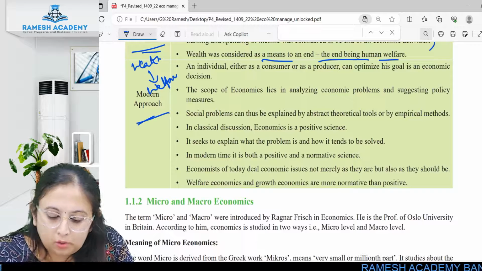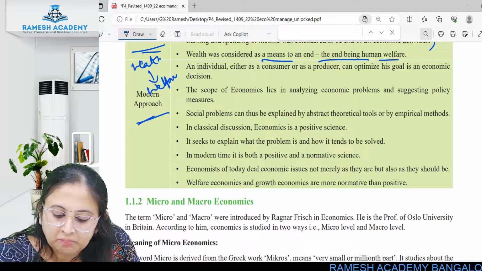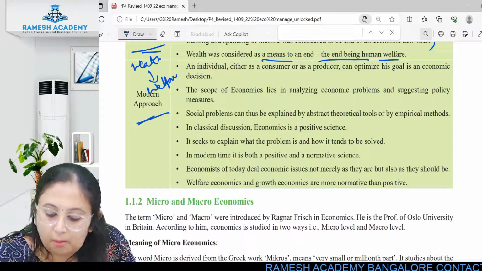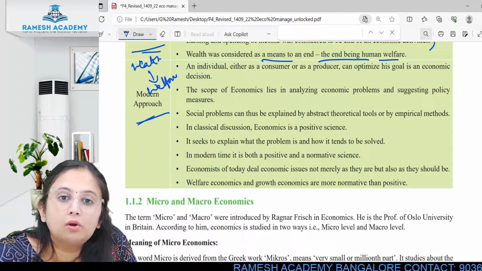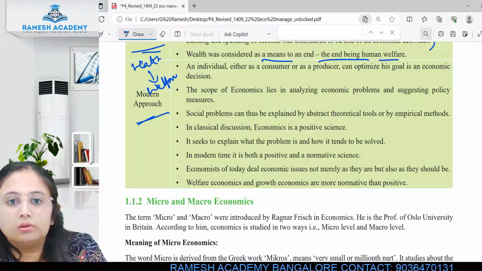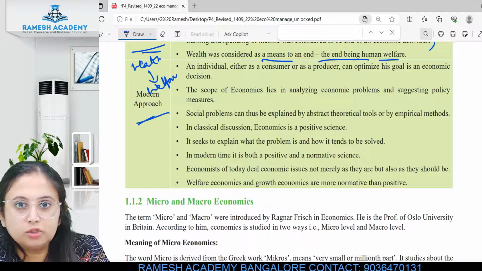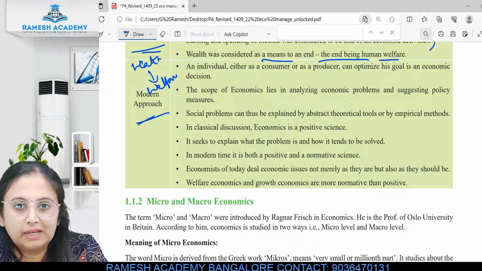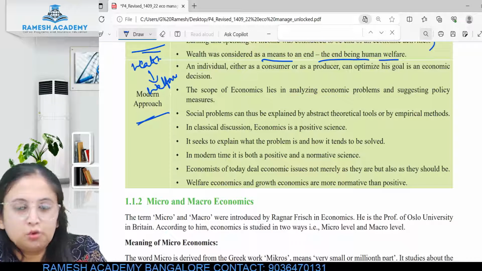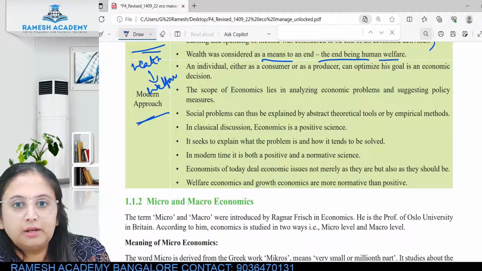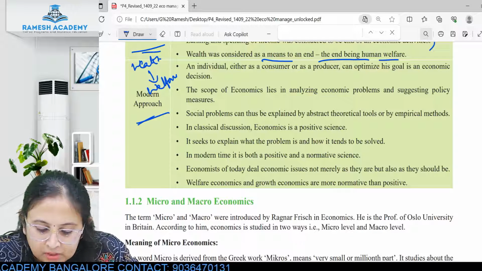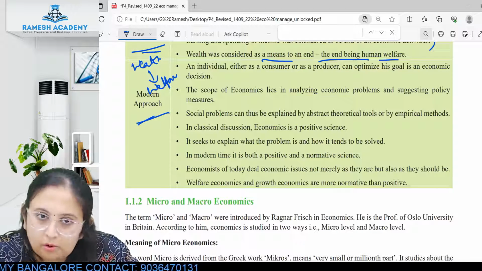In the modern approach, what we are considering, first point is an individual, whether you take it as a consumer or as a producer, you can optimize the goal. What you are optimizing is an economic decision. That means in the modern approach, we are considering both producer as well as consumer. As a consumer, you will spend less and consume more products. And as a producer, you use fewer inputs and try to achieve maximum output. That is modern economics or the modern approach.